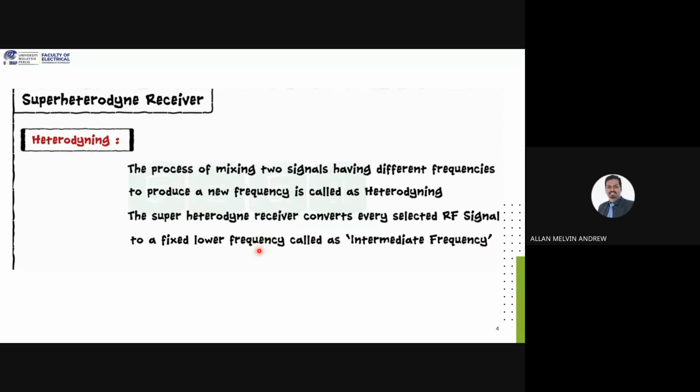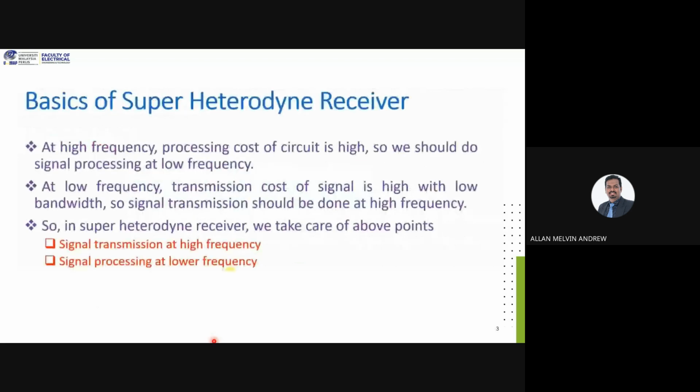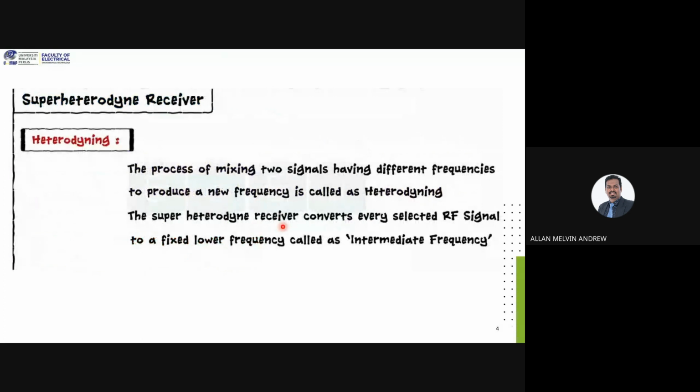Okay, so you convert to a lower frequency, and this lower frequency we call the intermediate frequency, or we use the short form IF. Okay, so that's the process. So why do we want to convert it into a low frequency? As we saw previously, at low frequency we can do the signal processing. Once you do the signal processing, then you can step up and send it at the higher frequency.